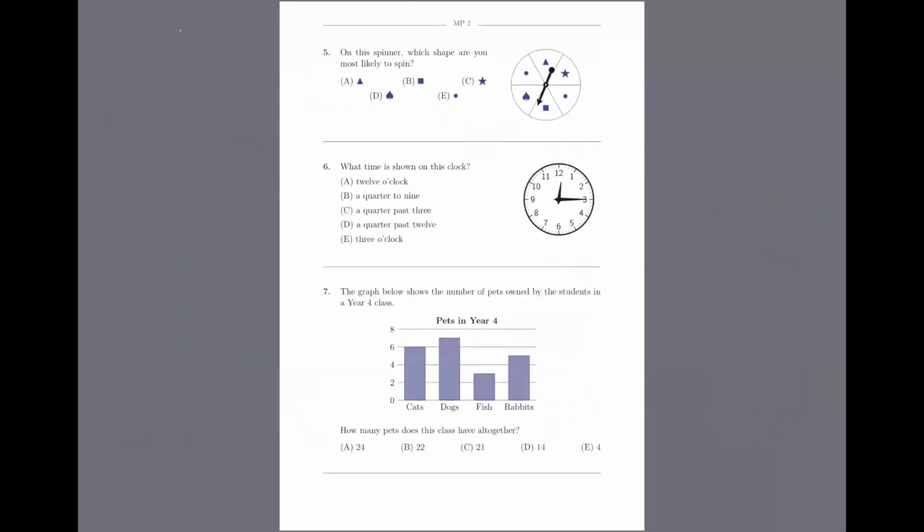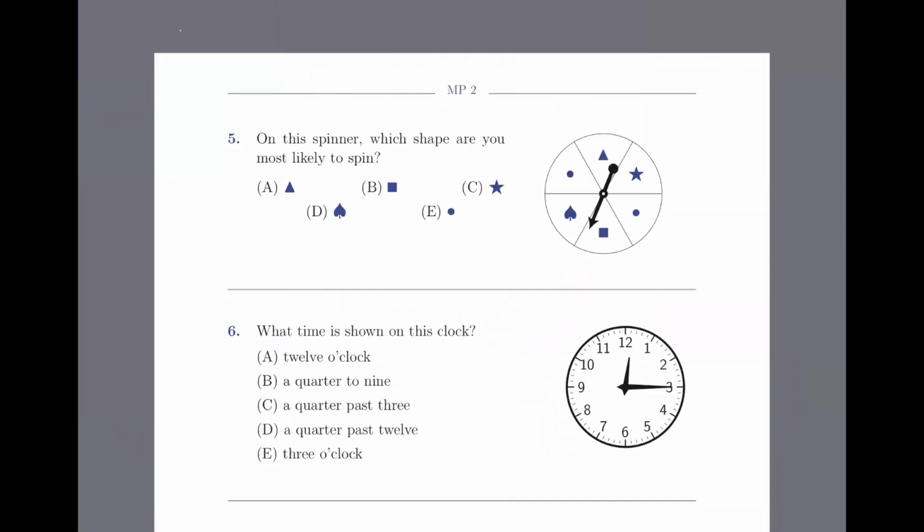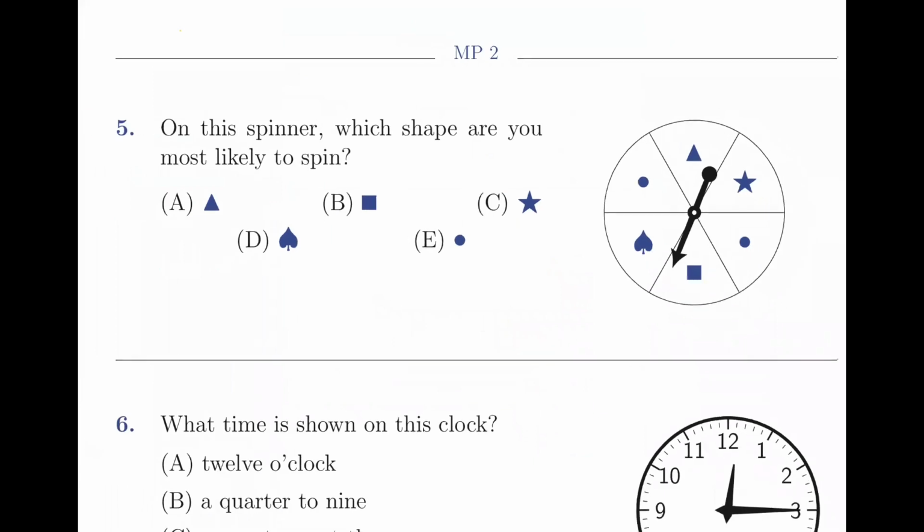Okay, now question 5. On the spinner, which shape are you most likely to spin? So let's just zoom in. You can see the spinner goes around and around, right? So when it lands, it will land on one of these spots. Which one is it most likely to land on? If you think about it, you will know that it will land on the biggest part. So let's see which one is the biggest part.